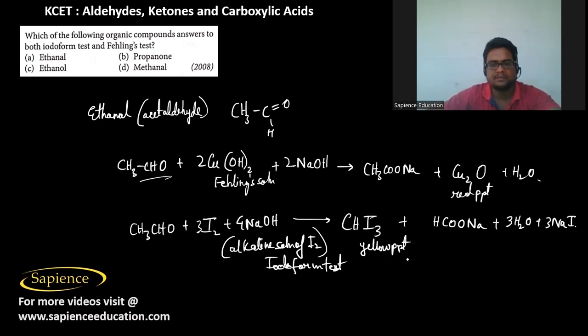So it means that it will give the iodoform test also, and it will give the Fehling's test also. So hence ethanol is the correct answer. So option A is the answer.